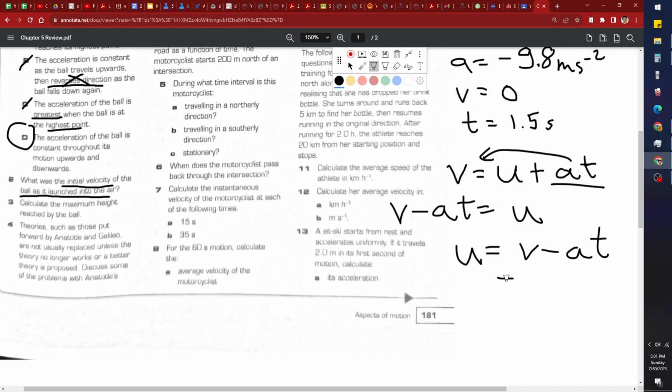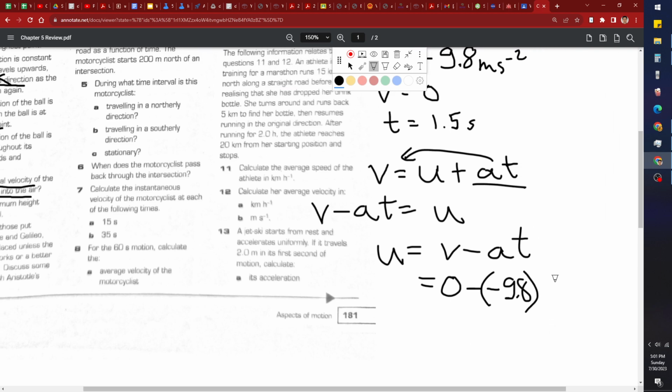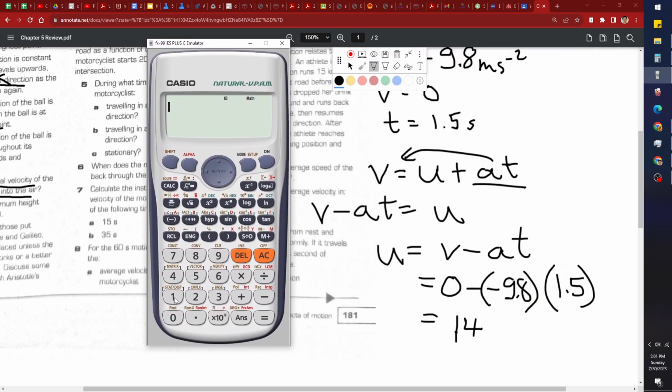Okay, now we're going to substitute our values, 0 minus, and then this is still going to be negative 9.8, and it's going to multiply the time, 1.5, and you'll find that these two multiply to become a negative, and then the negative makes them all positive. And so that means this number will be about 14 exactly, I think. I don't know if it's exactly 14. Let me just check my calculator. 9.8 times 1.5 is 14.7.